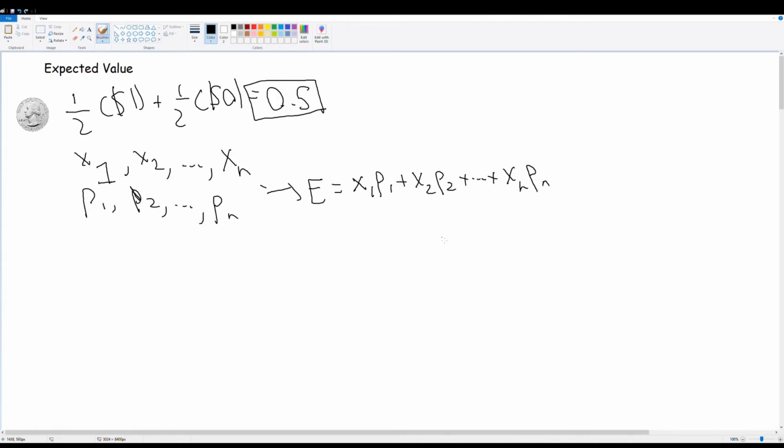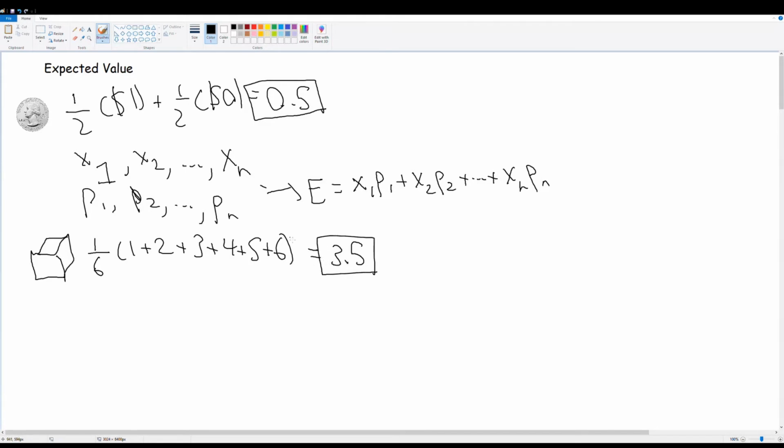So we can use this to solve various other problems. We're going to take it a step up from the coin. So this time we have a die with sides 1 to 6. If you rolled it, what would be the average number you would get? Well, each number has a 1/6 chance of appearing, so the average number would just be the sum of 1 to 6 divided by 6, which is 3.5.